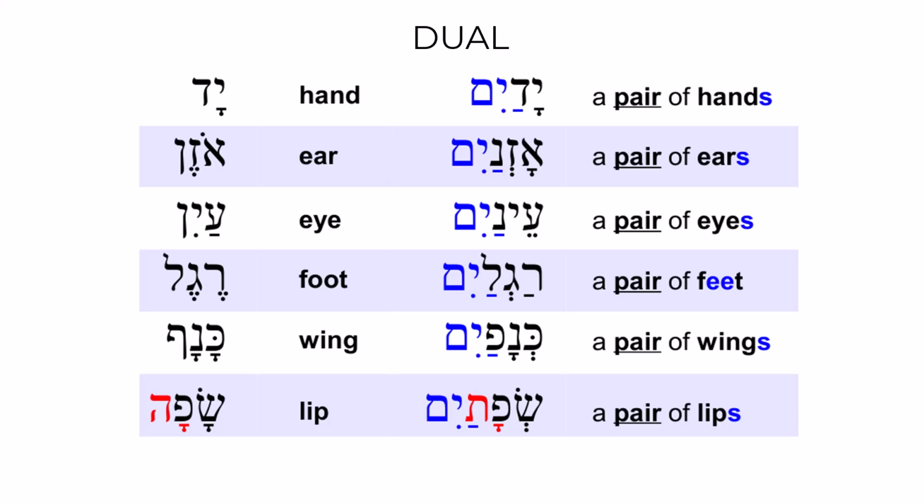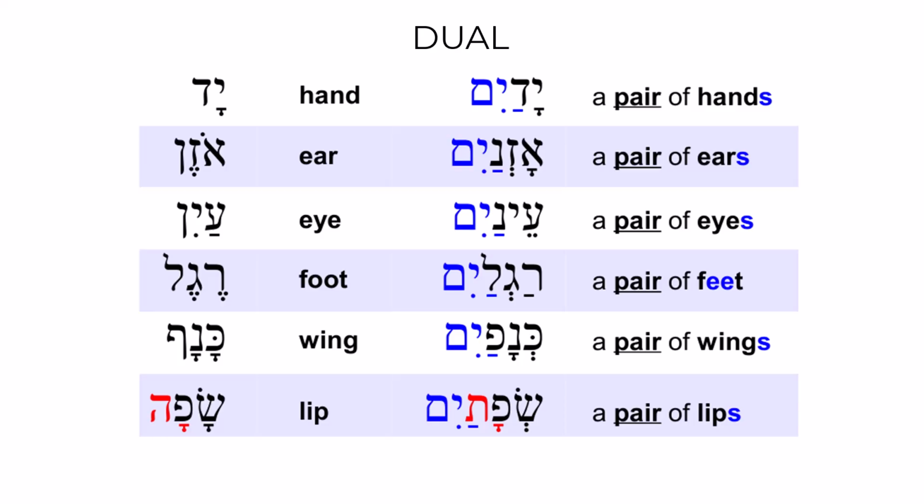First one, you have the word yad. Yad means hand. Now, when you want to say hands or a pair of hands, when you want to form the plural for hand, you're going to say yadayim. You're going to add the ayim ending. That suffix ayim that you're adding to the word is a sign of a duo. Yad means hand. Yadayim means hands.